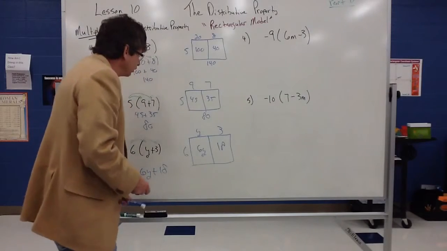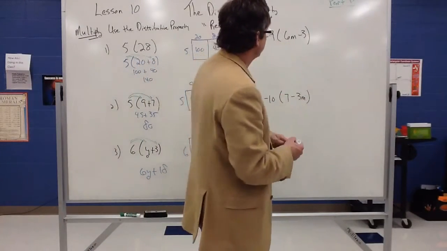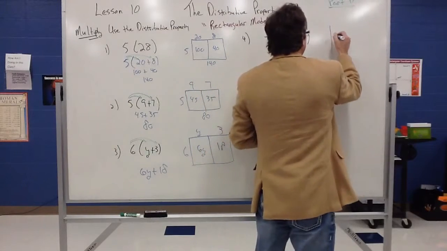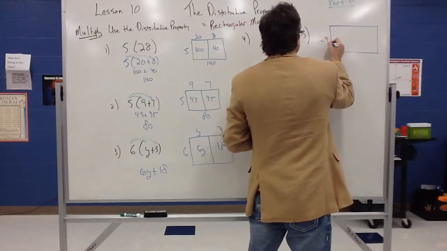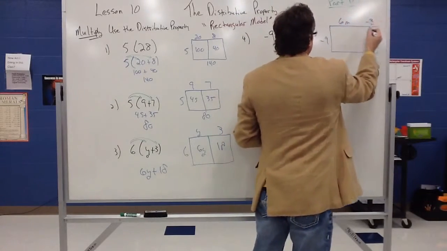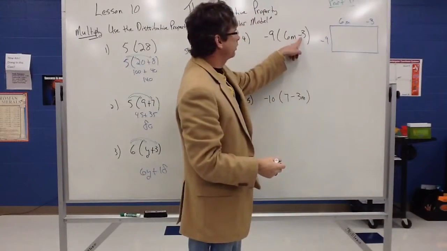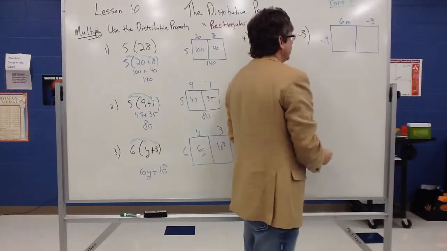So, my next expression I have is negative 9 times the quantity 6m minus 3. Again, I could use the rectangular model to multiply that out. The negative 9 is one edge, the 6m, and that negative 3. Notice how that negative goes with the term. So I have a 6m and a negative 3. And then I multiply these together.